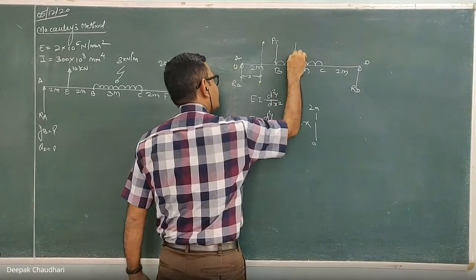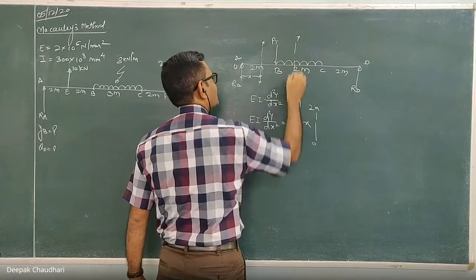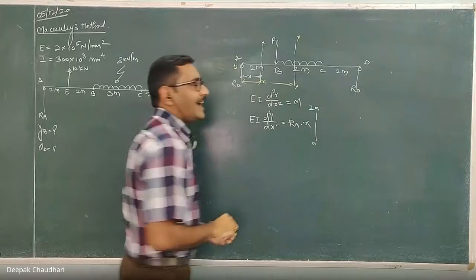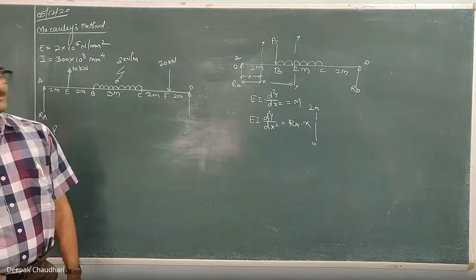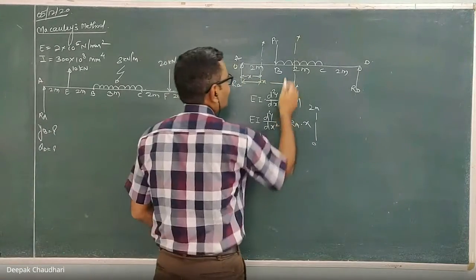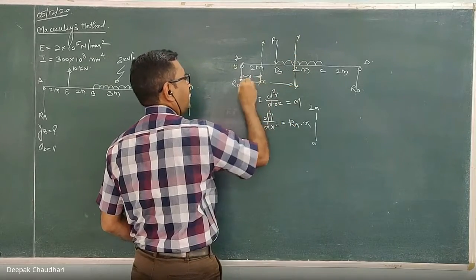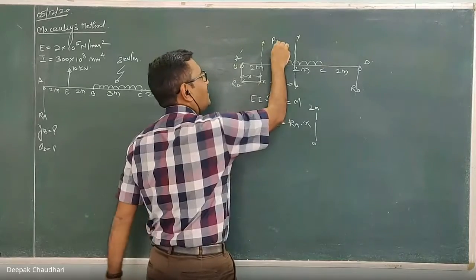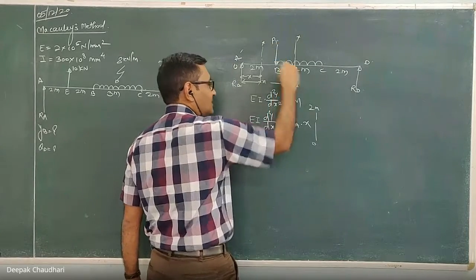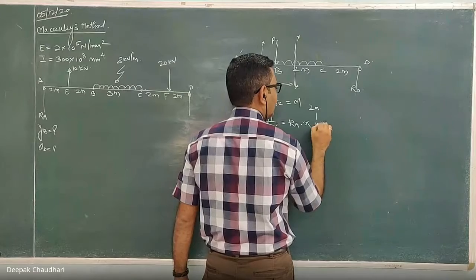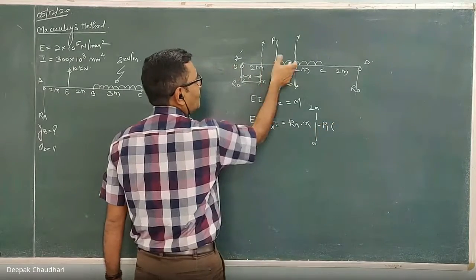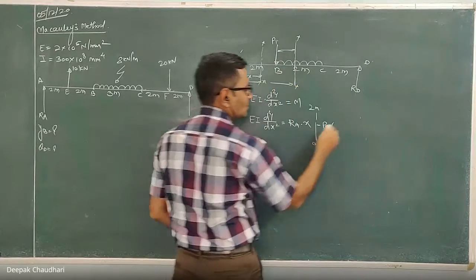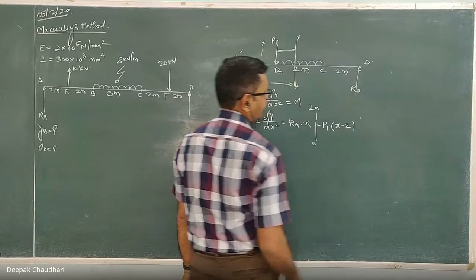So let's consider the section after B. Let this section be XX, which is again at a distance of X from O. And let's write down the equation of the bending moment. Here it is RA into X, which I have already written. Then the bending moment produced by this P1 is hogging, so it is minus P1 into, in bracket, how much is the distance of this P1 from the assumed section? If this is X and this is 2, this distance will be X minus 2.